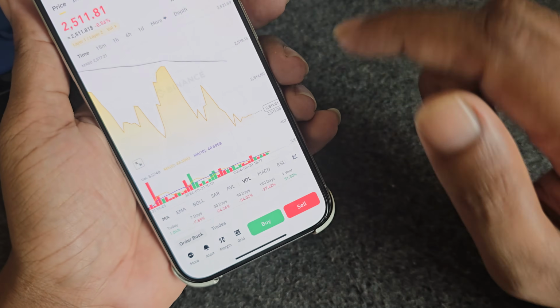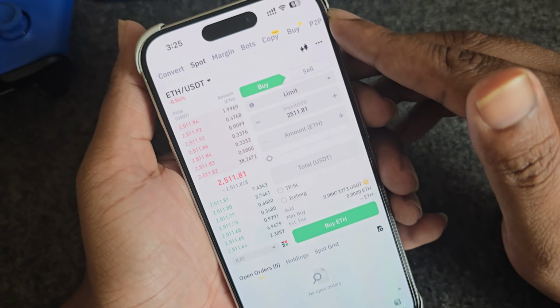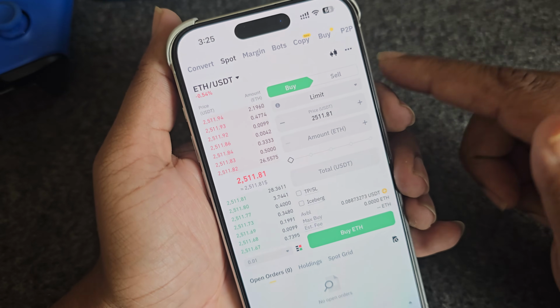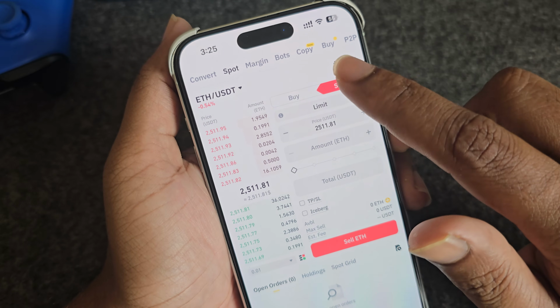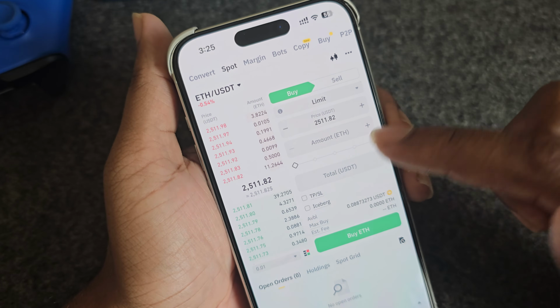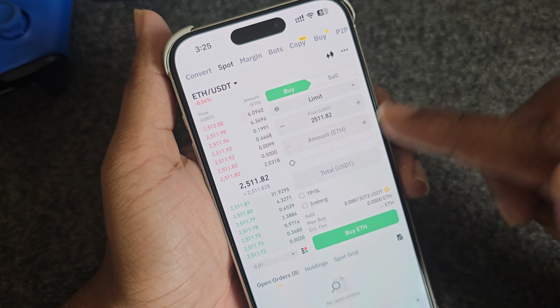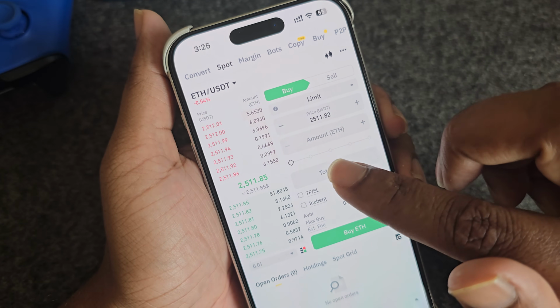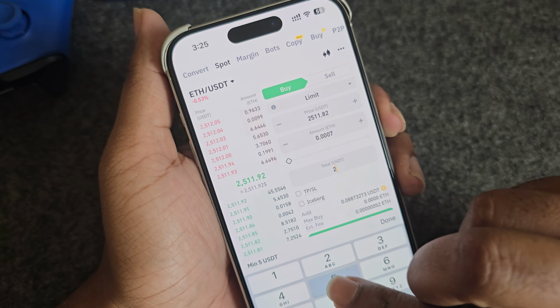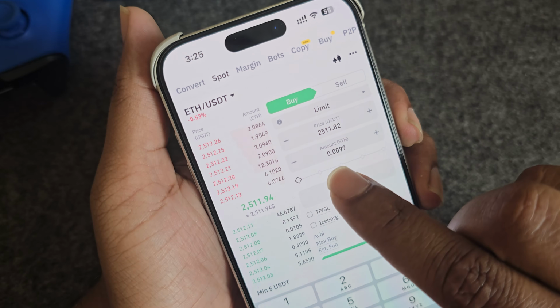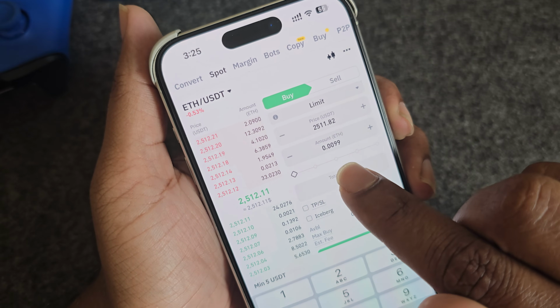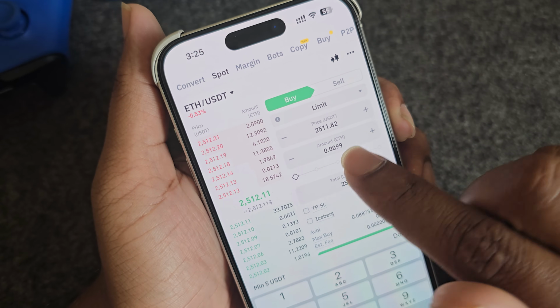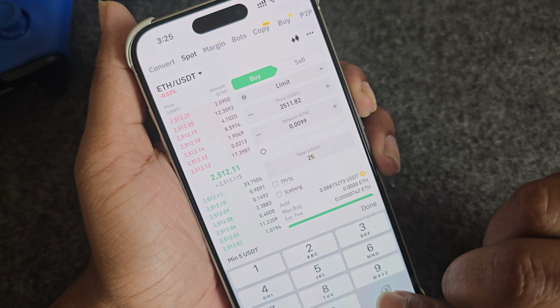Suppose I want to buy it, so press on buy. Then you can see this option, sell or buy. I am going to buy. Then enter your amount. Suppose I have only $25. I am entering the $25. Then you can see the amount you are able to buy, 0.0099. This one.